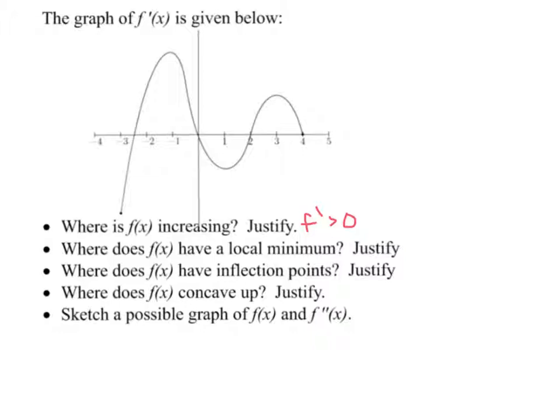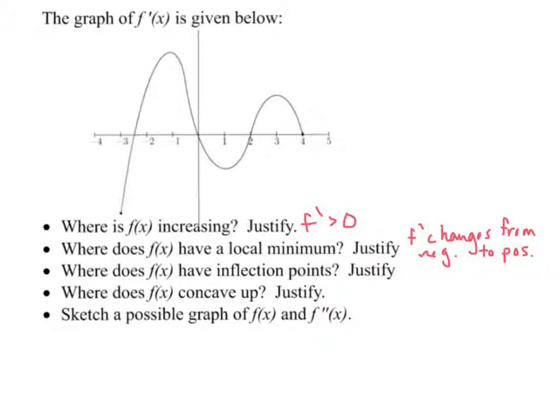Well, a minimum occurs when the function changes from decreasing to increasing. So the derivative changes from negative to positive. f prime changes from negative to positive. And I'll go back again and I'll add in the actual points.